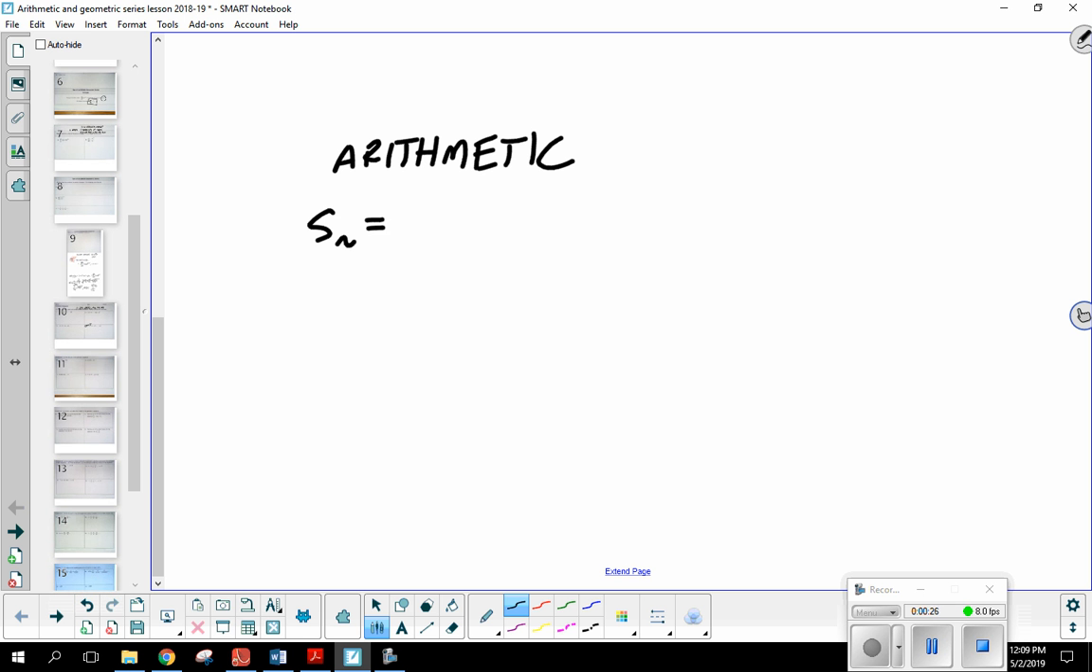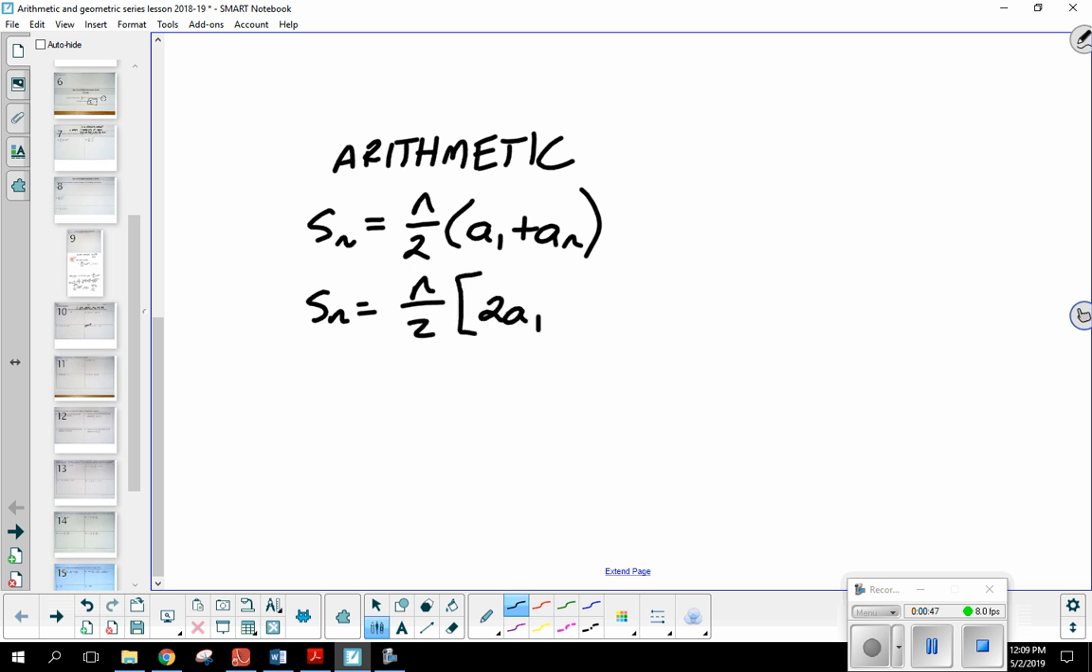The first one being n divided by 2, the number of terms you're adding divided by 2, times the sum of the first number and the last number. That was one of our formulas. The other formula was if you didn't know the last term in your partial sum: the number of terms divided by 2 times double the first term plus the number of terms minus 1 times your common difference. So those were our two formulas if it was arithmetic.